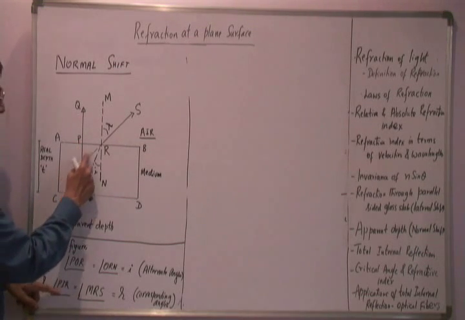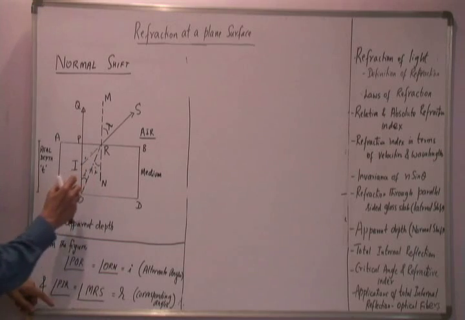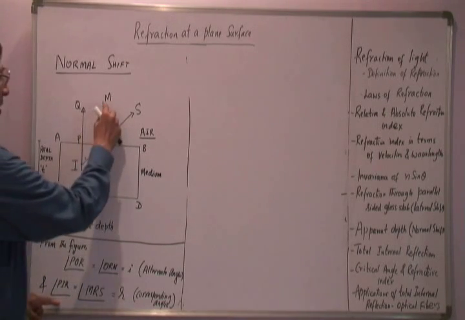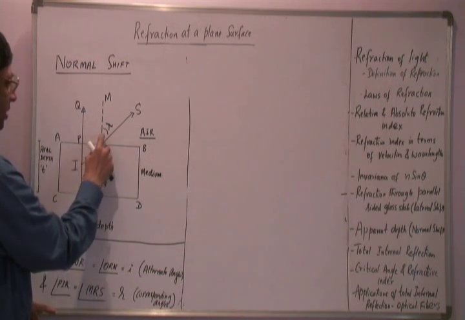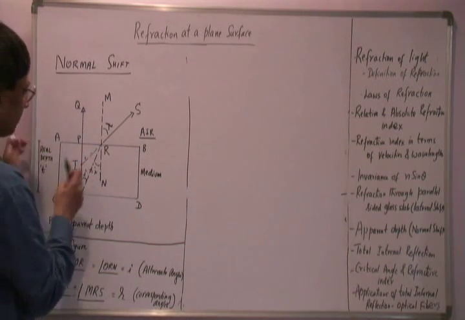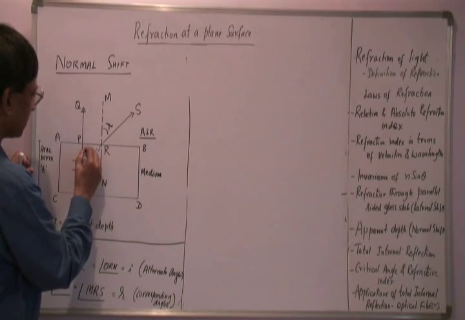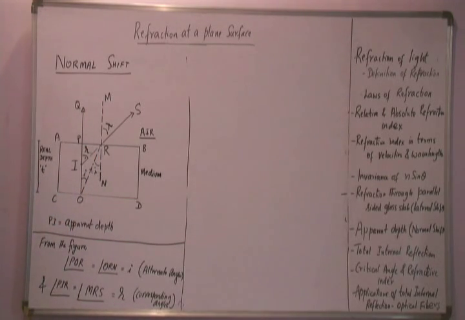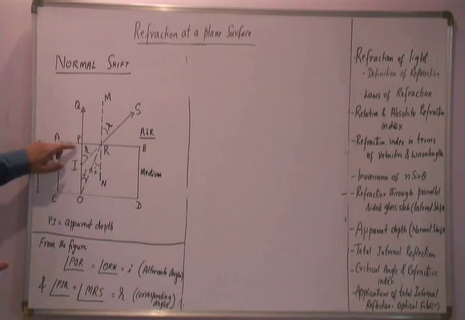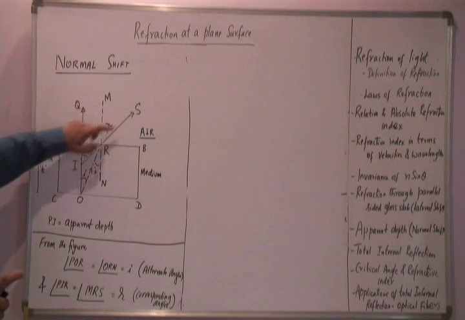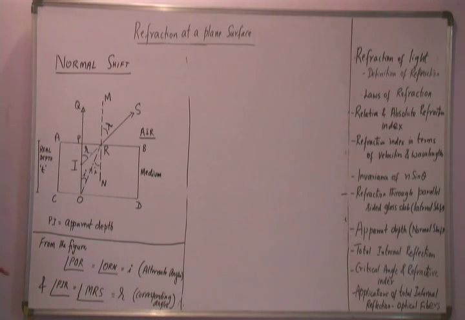And likewise, if I look at PIR and MRS, since this angle is R, I find this angle to be R because of corresponding angles. PIR and MRS are corresponding angles, and therefore I know the value here is R, and I know that the value here is I.